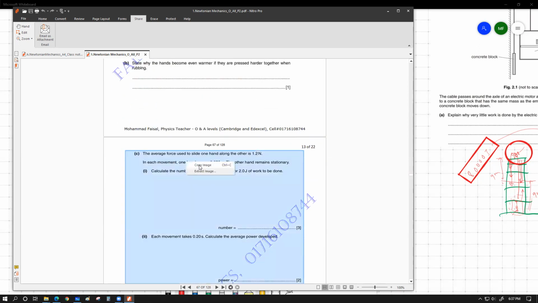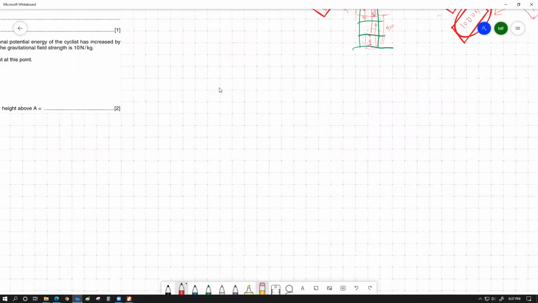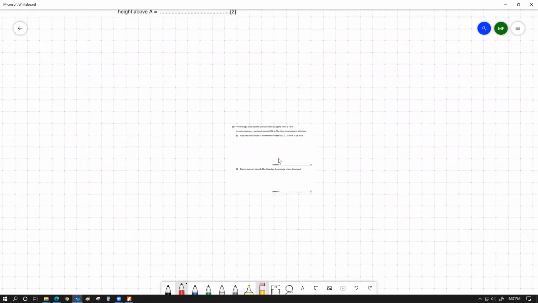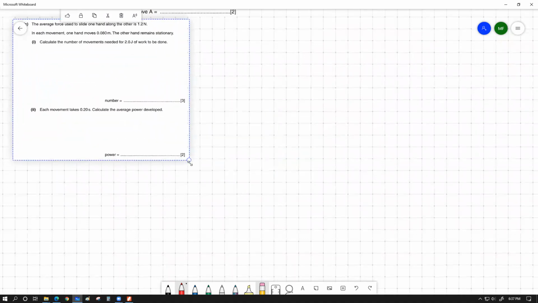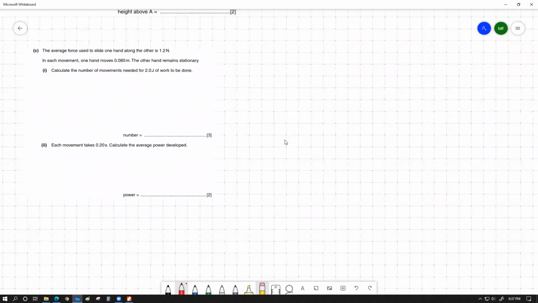Part C is what I'm interested in. Have a look. Let me copy this part. Part C is actually not difficult, but there is a point in this question where students are very prone to make a mistake, so I'm going to alert you so that you don't make that mistake. Have a look at the question. The average force used to slide one hand along the other is 1.2 newton. In each movement, one hand moves 0.00 meter, the other hand remains stationary.